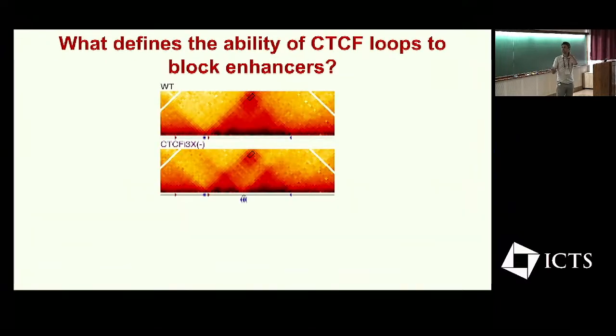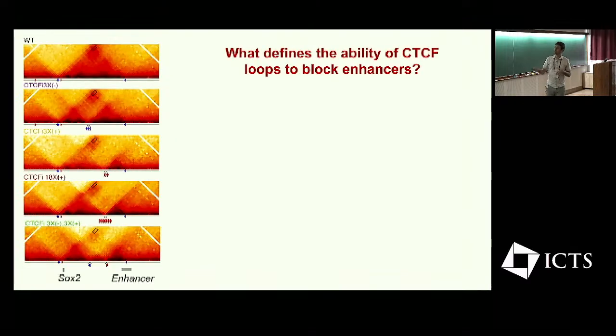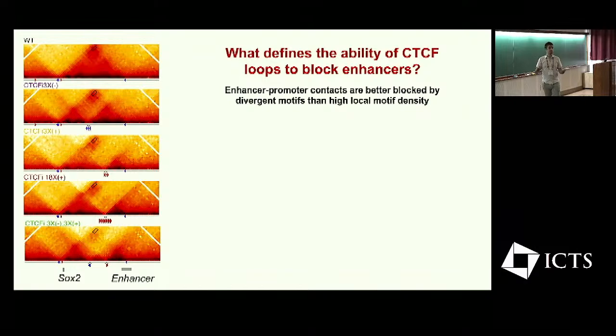This works really well. When we inserted the CTCF motifs between the SOX2 gene and the enhancer, we formed here a new boundary. We, in fact, created an allelic series of mice with different insertions: motifs to the left, motifs to the right, the double motifs left and right, and an insertion where we had 18 motifs. This is all published, so I'm just going to summarize our findings. We saw that enhancer-promoter contacts are better blocked when we have two loops, one pointing at each side of the interaction pair, than when we have, for example, 18 motifs all pointing to the same side.